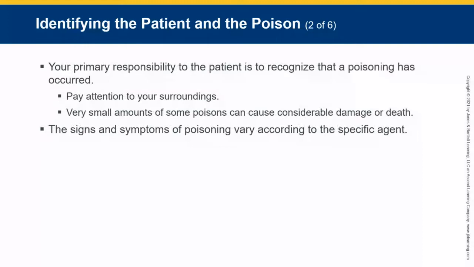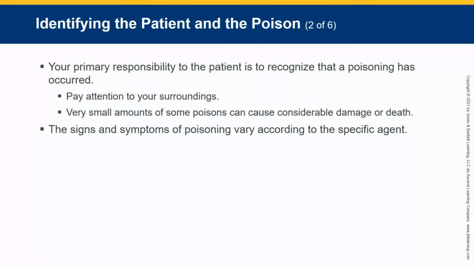So when dealing with poisoning patients, your primary responsibility is to recognize, obviously, that poisoning has occurred by paying attention to your surroundings, and realize that very small amounts of some poisons can cause considerable damage. So make sure that whole scene safety thing that we do at the beginning of every scenario we run carries out into the calls you run in the field. Make sure that you pay extra special care to that because you don't want to become a patient as well.